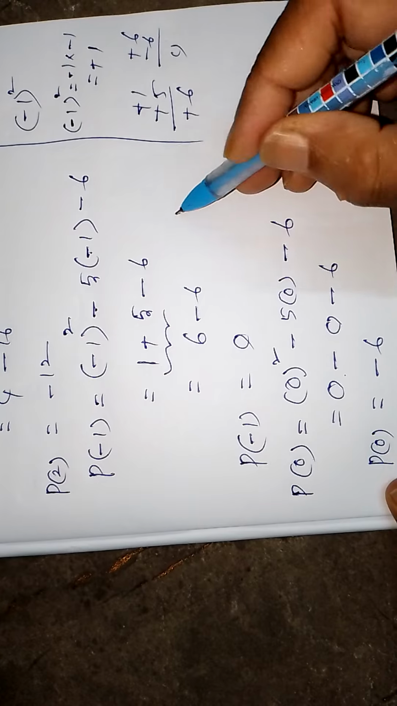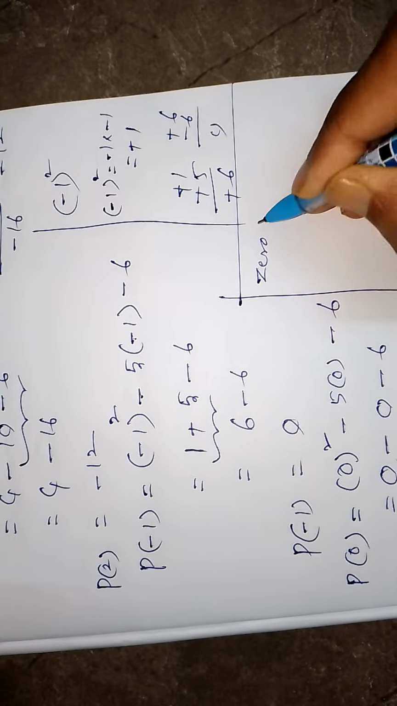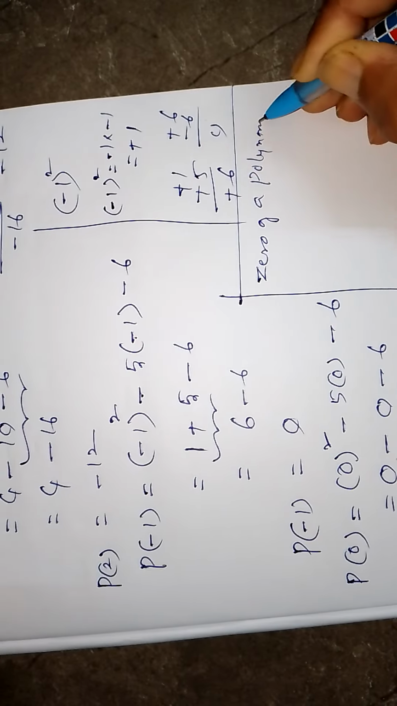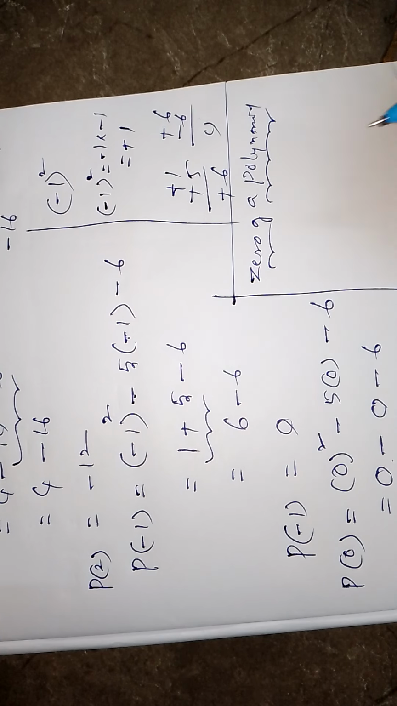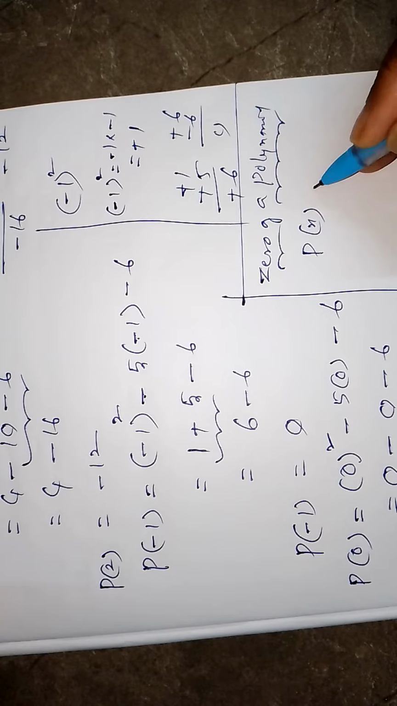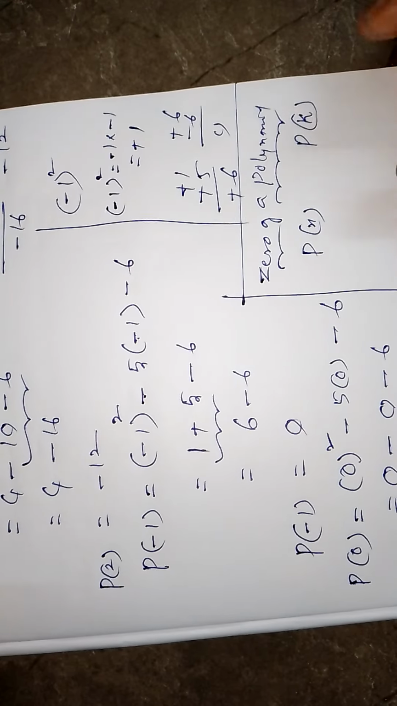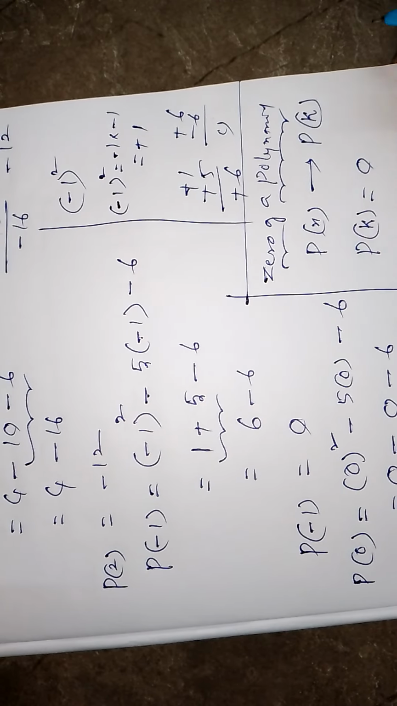Here I will explain another concept: what is the zero of a polynomial? Before that, what is the value of a polynomial? Now the zero of the polynomial. If we take any polynomial in the variable x, denoted as p of x, when I replace x by any constant k, the value we get is p of k, the value of the polynomial. When I replace x by k and p of k is 0, then that value k is the zero of the polynomial.